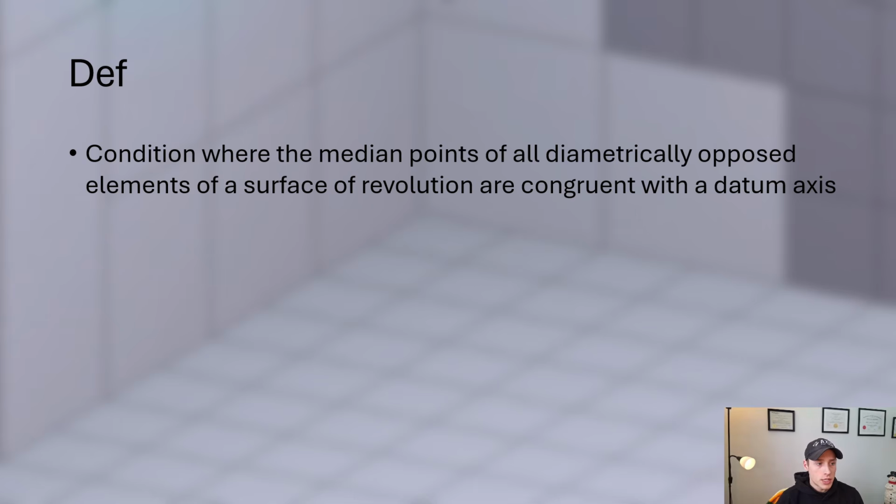So concentricity is defined as the condition where the median points of all diametrically opposed elements of a surface of revolution are congruent with a datum axis. So what does this mean? And you can look at figure 7-16 in the 2009 standard for a pretty good image of this.